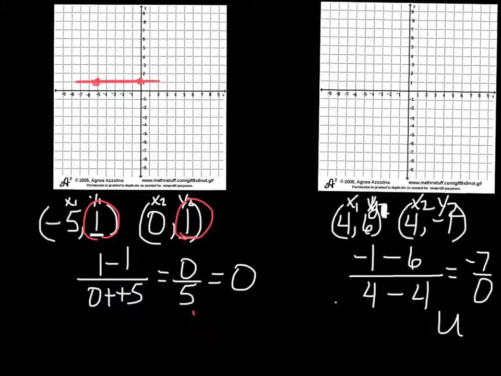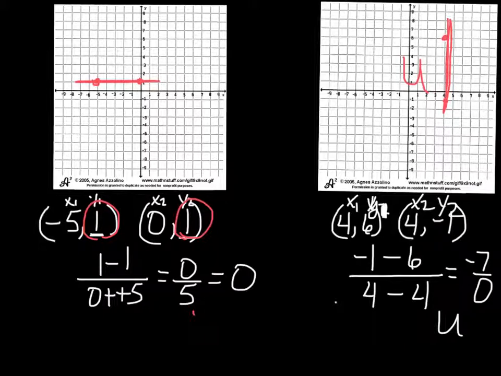On the previous page, we learned that a vertical line had an undefined slope, so now we're going to plot these points and see if we do get a vertical line. So here is 4, 6. And we need 4, negative 1 also. And you can see that it is a vertical line that can be drawn between the 2 points. And a vertical line has undefined slope.